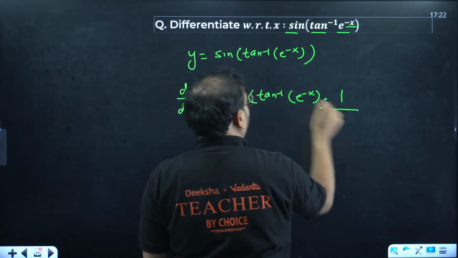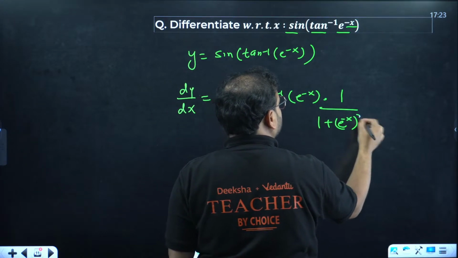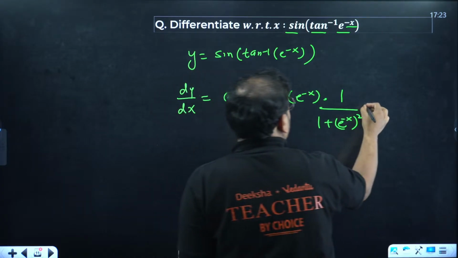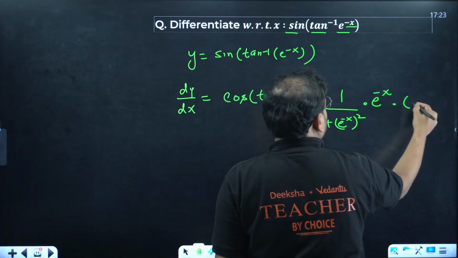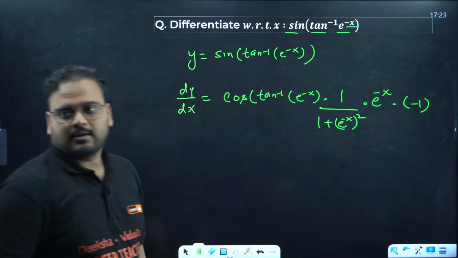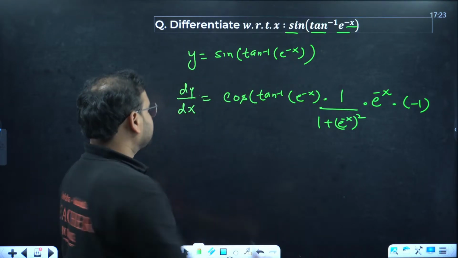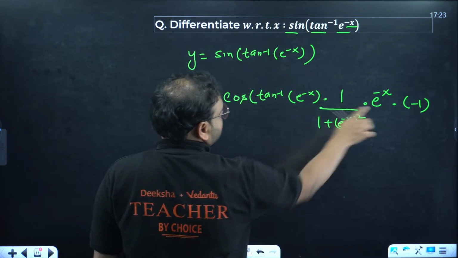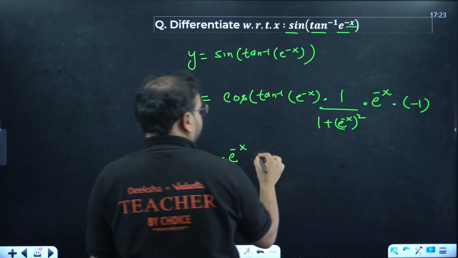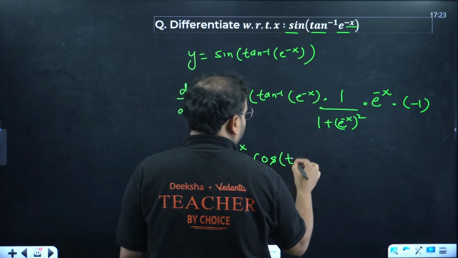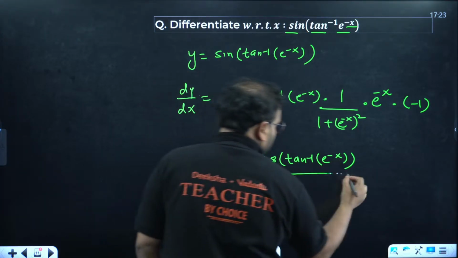You'll have 1 upon whatever is inside, square of that. E power minus x the square. Okay. And then you're going to have what? Differentiate e power minus x. Remains as it is. Differentiate minus x, you'll have minus 1. Derivative of minus x is minus 1. Okay. Check. This I can write in the front, e power minus x with a minus sign, cos of tan inverse e power minus x upon.